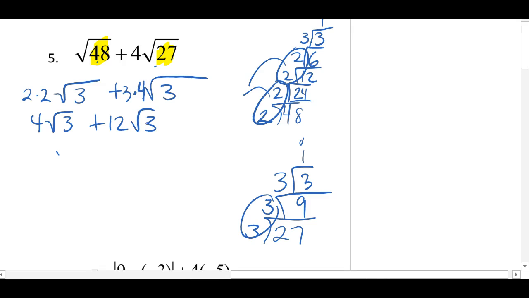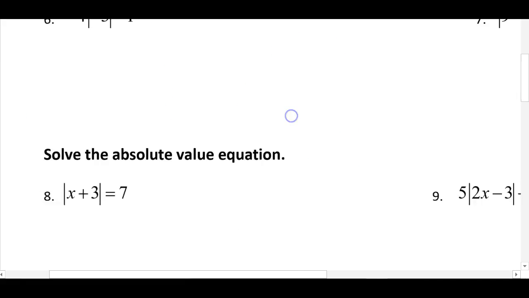And now what you do here is, now that the numbers on the inside are the same, I'm going to add the outside numbers, which we call the coefficients. And we're going to get 16. Apologize, my pen's having little issues. 16 times the square root of 3.